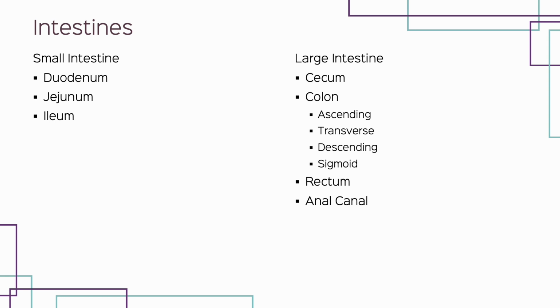It then becomes the transverse colon, and then turns downward to become the descending colon at the splenic flexure. The descending colon gives way to the sigmoid colon, and then it ends at the rectum. The internal and external anal sphincters at the terminus of the rectum will control the flow of fecal matter leaving the body.